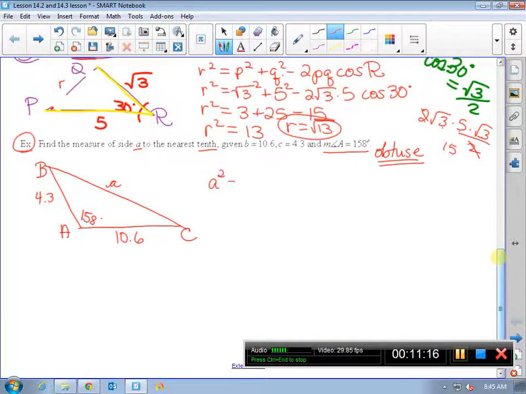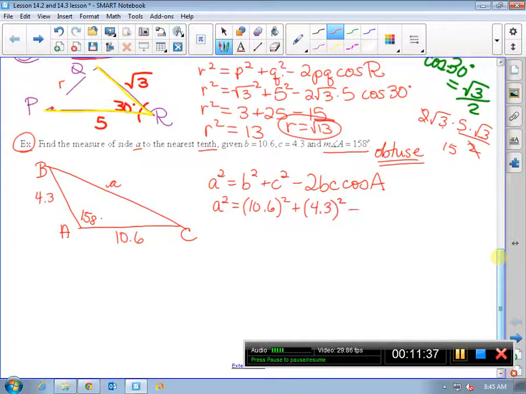It's A squared equals B squared plus C squared minus 2BC cos of A. Let's put in our values that we know. We're going to have 10.6 squared and 4.3 squared minus 2 times 10.6 times 4.3 times the cosine of 158.